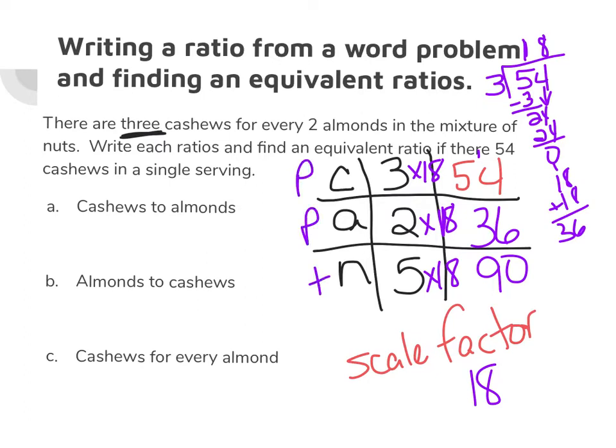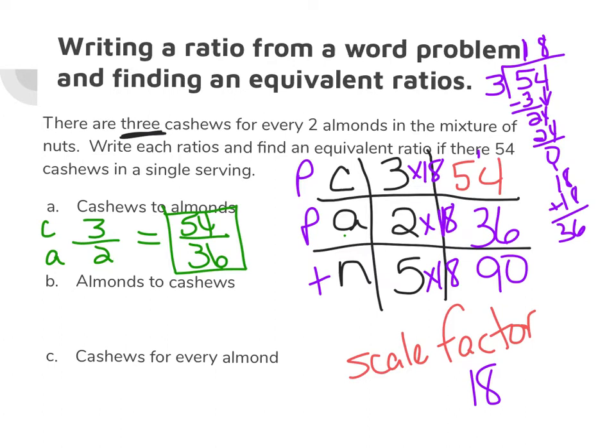Let's look at what they're asking us, how to write the ratio. The ratio is asking us to write it as cashews to almonds. So I'm going to do cashews to almonds. The old ratio is 3 to 2, and an equivalent ratio is 54 to 36. So this is my new ratio. It is cashews to almonds, and we got it written down.